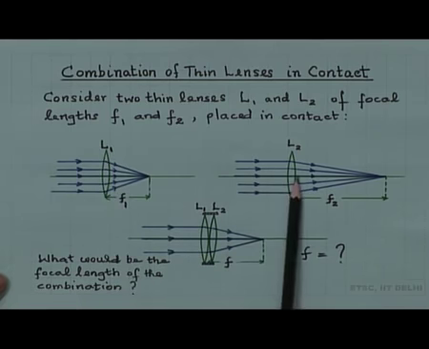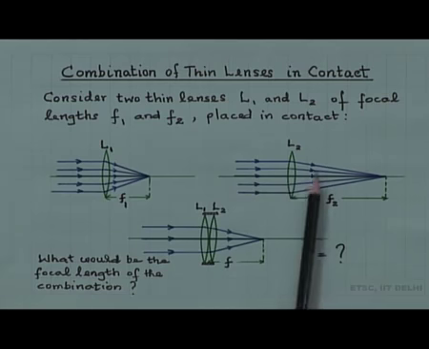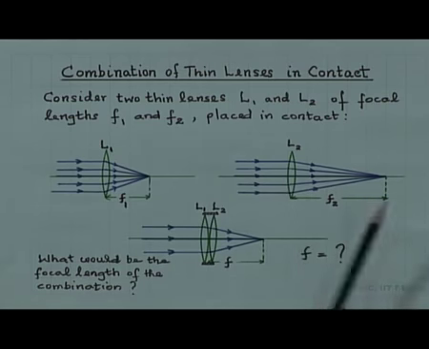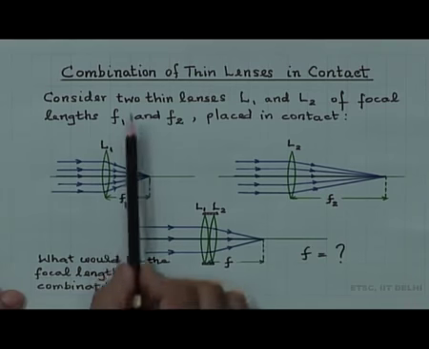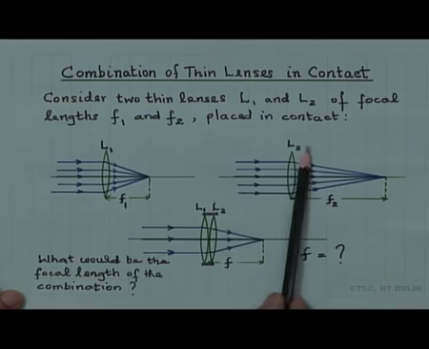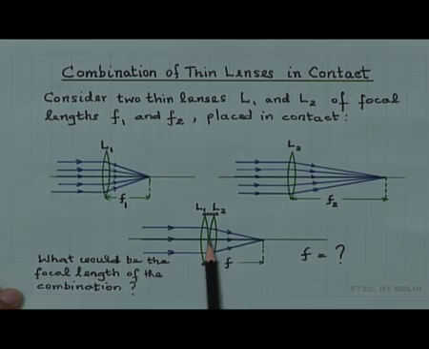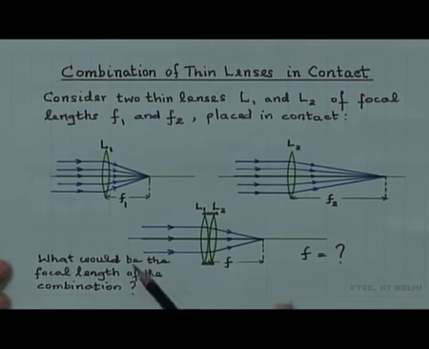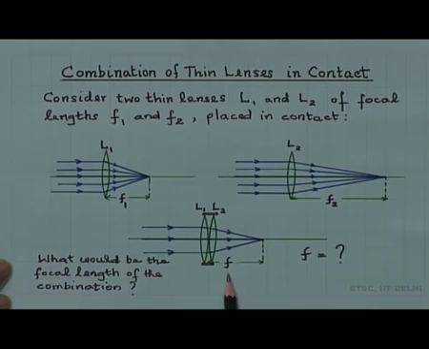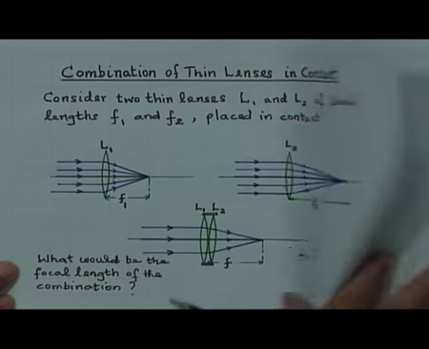I have shown in this case both as convex, biconvex lenses, but it could be one biconvex, one biconcave, or one plano-convex, and so on. But consider two lenses L1 and L2 of focal length F1 and F2 placed in contact. They are just touching each other without any air gap at the center here. There will be some air gap at the ends, but they are just touching each other. So, what would be the focal length of this combination? If this has a focal length F, how is F related to F1 and F2? This is what we have to determine.